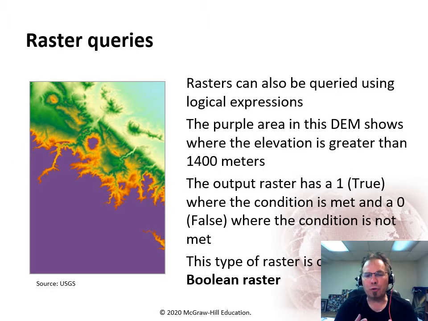The other thing you can do with rasters is query them, just like you could with an attribute table, right? So we can ask the raster a question and get back a yes or no answer. For example, the purple area in this DEM shows where the elevations are greater than 1400 meters. So I ask the data a question and I get back an answer. If the answer is true, it gives me back everything that's true. And if it's false, it doesn't do anything. It's not met. And this is what we call a Boolean raster.